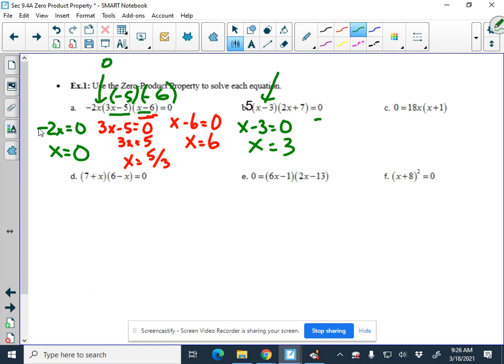But the next one, if you can't just automatically see it, you got to do a little work. So you take 2x plus 7, you set it equal to 0. You subtract 7, you get 2x equals negative 7. You divide by 2, you get x equals negative 7 over 2. So if I put either of those in, it's going to become 0.